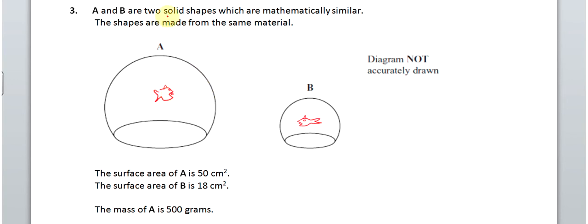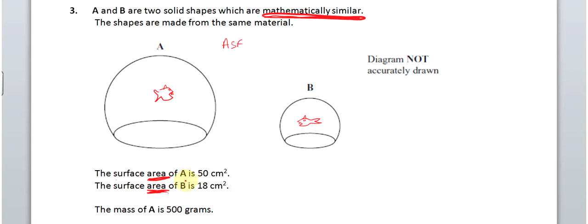Now, they are mathematically similar. And that is a bit of code for me that's telling me to use this bit of maths. It's telling me that the two shapes are enlargements of each other, basically. And that means I need to know a scale factor. Now, they've given us two surface areas, and that's the key word. It's all about area. So they are telling us the area scale factor.